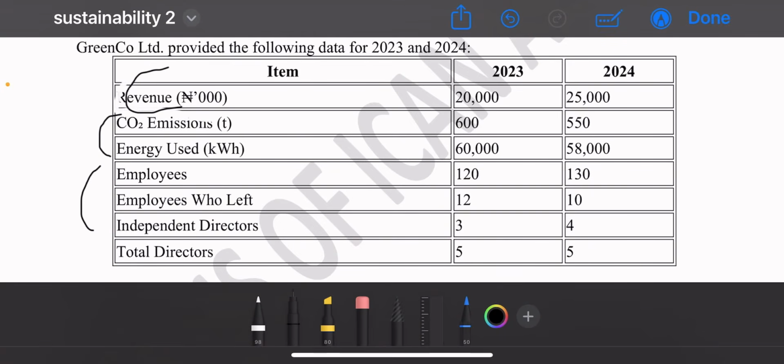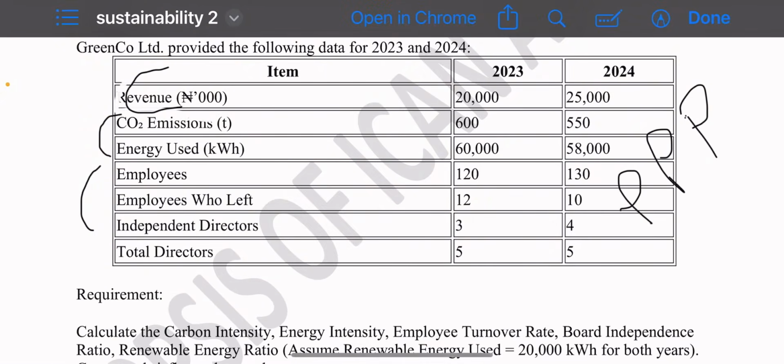You know that we have 3 P's. If you don't understand what I'm saying, please go watch the first video. We have the people, the planet, and the profits. People is talking about the employees, the community. Then, let me recap that again: people is talking about employees, community. The planet is talking about the environment, and the profit is talking about the financial aspects of the company. All right, so let's go on.